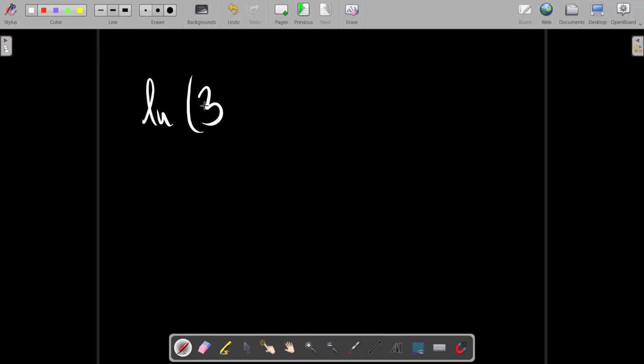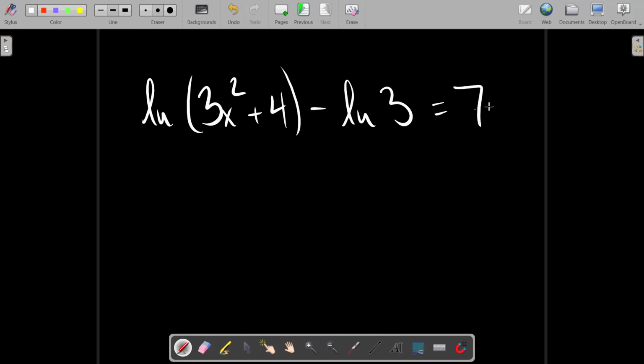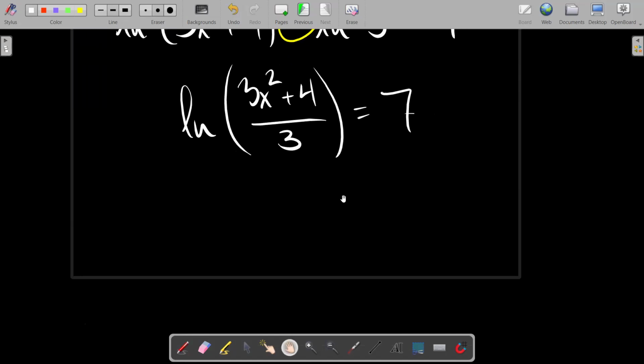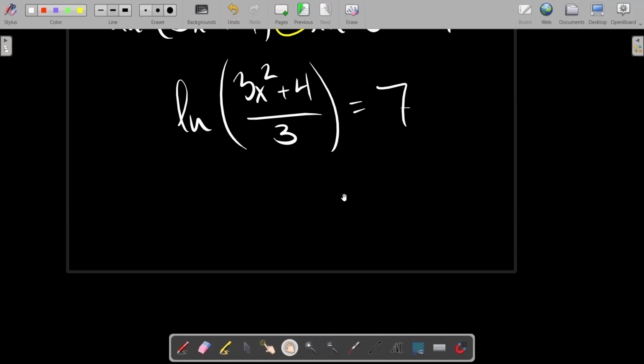Natural log of 3x squared plus 4. Condense it into division. So we get the natural log of what? 3x squared plus 4 over 3. Nice. Next step. 7 equals 3x squared plus 4 over 3.